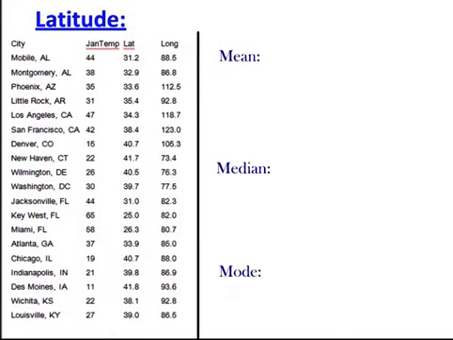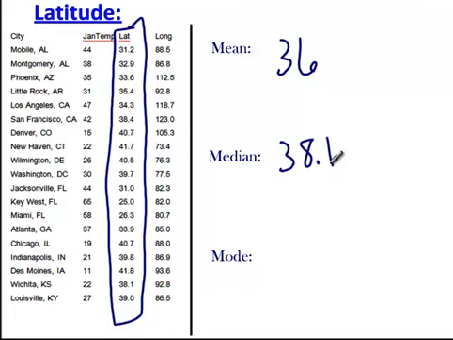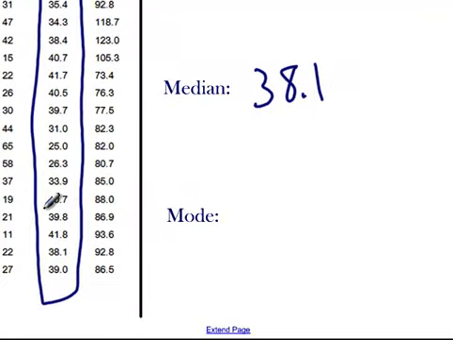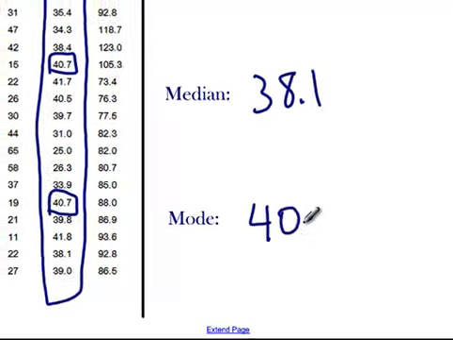When you list them in order and find the one in the center to find the median, you should get 38.1. And when you look at the one that occurs the most often, we have a 40.7 here and a 40.7 here. None of the other ones are repeated, so the mode is 40.7.